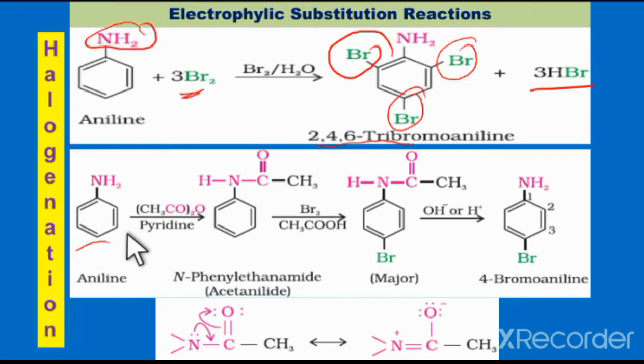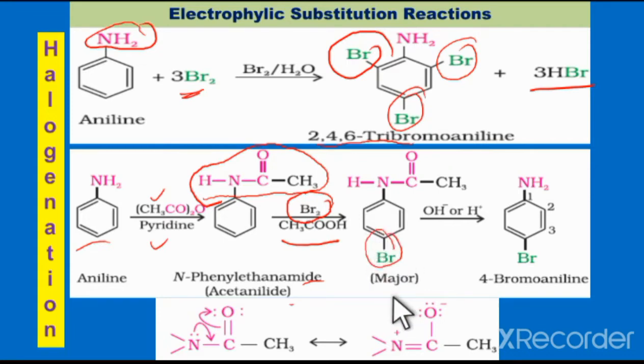So when aniline is treated with acetic anhydride in the presence of pyridine, N-phenyl ethanamide is formed. The NH2 group is converted into N-phenyl ethanamide, also known as acetanilide. Now this N-phenyl ethanamide, when treated with bromine in the presence of acetic acid, gives bromine at the para position as the major product. This compound then undergoes hydrolysis in acidic or basic medium to give 4-bromoaniline.